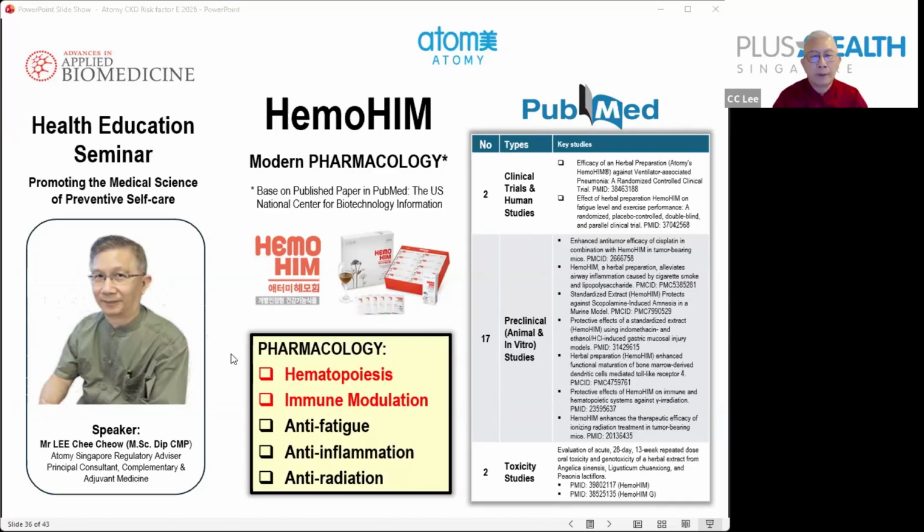To summarize all this, what is the pharmacology of Hemohin? The main pharmacology of Hemohin is hematopoiesis, which is blood generation, and immune modulation, which means that immune is not only supported, but also regulated. Also anti-fatigue, anti-inflammation, and anti-radiation. These are the major pharmacology of Hemohin.